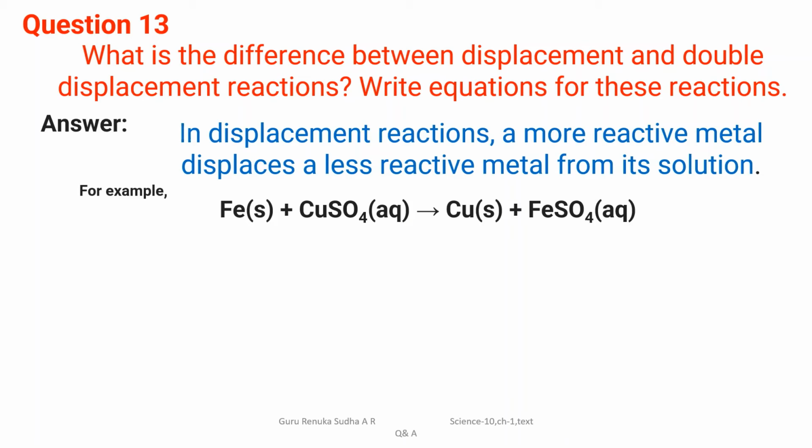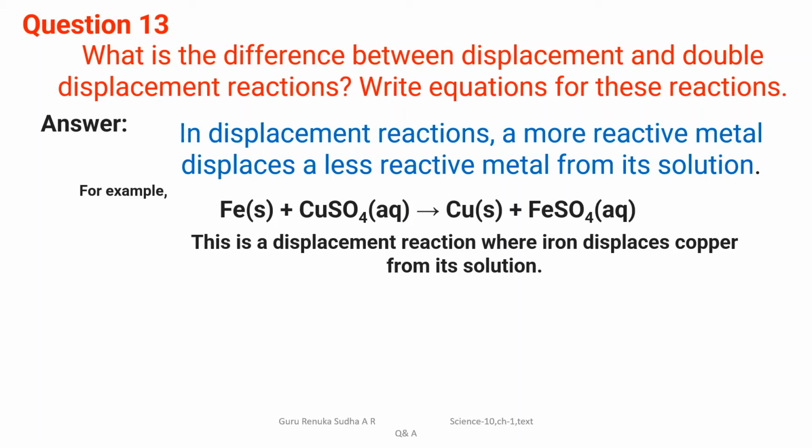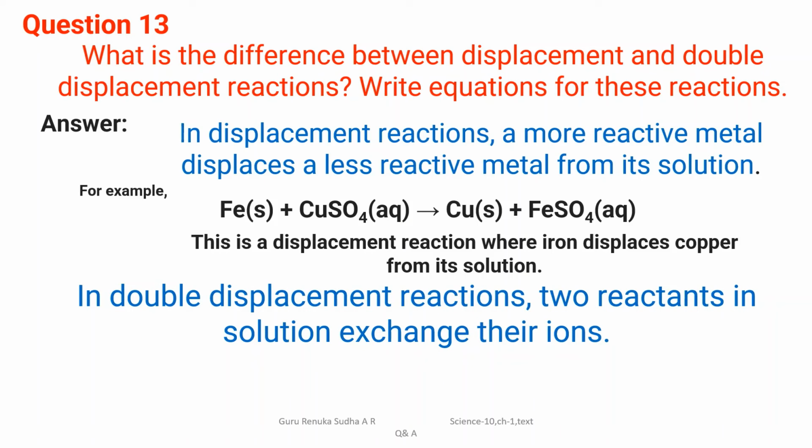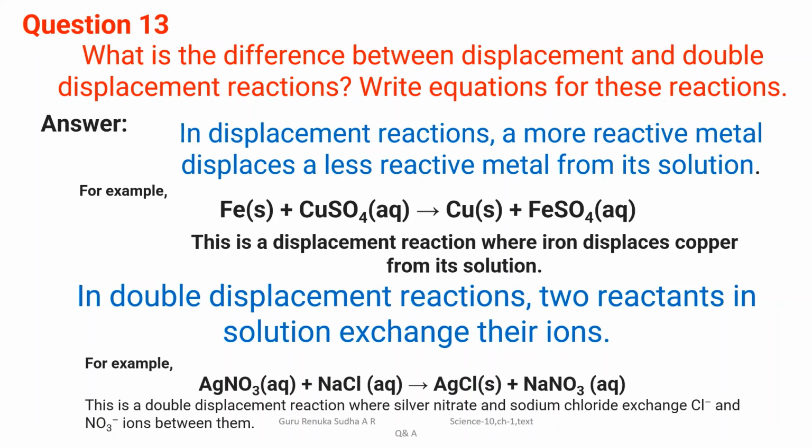In a double displacement reaction, two reactants in solution exchange their ions. Here is an example. You can observe how NO3 and Cl exchange their places. In this double displacement reaction, silver nitrate and sodium chloride exchange the chloride ion, the negative ion, and the NO3 ion between them. They exchange ions with each other. So this type of reaction is called a double displacement reaction.